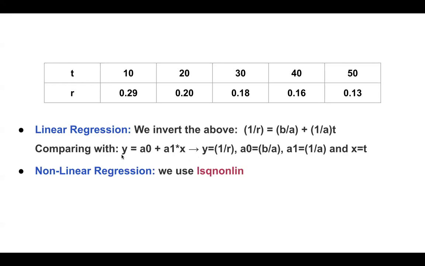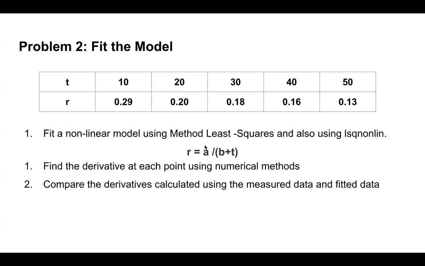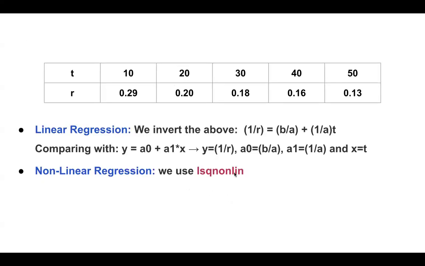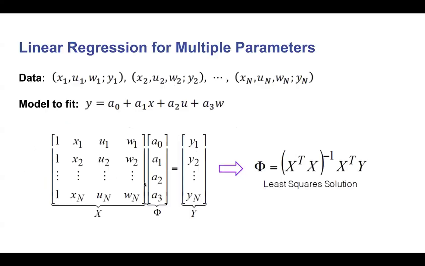Now the formula will be in the form y = a0 + a1x, where y is nothing but 1/r, a0 is b/a, a1 is 1/a, and x is directly your time variable itself. Then you can solve it using linear regression, or else directly pass this function to lsqnonlin and it will solve the nonlinear regression part.